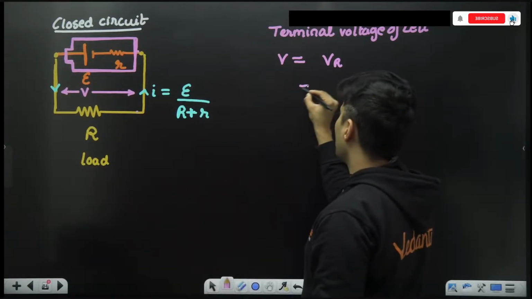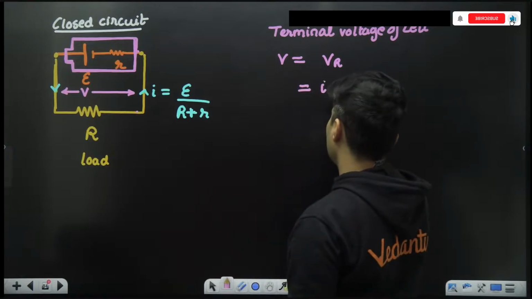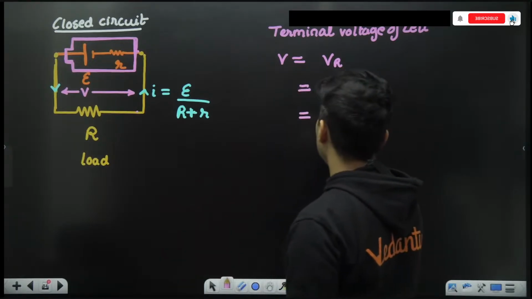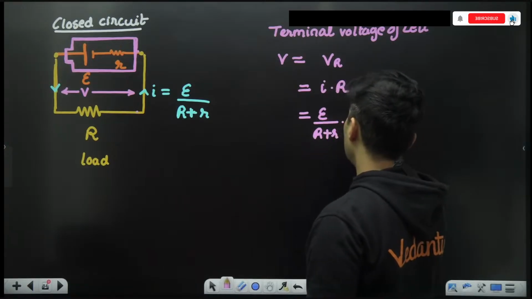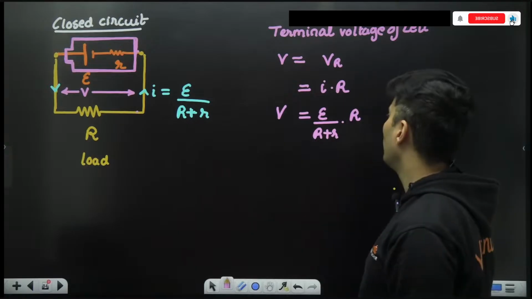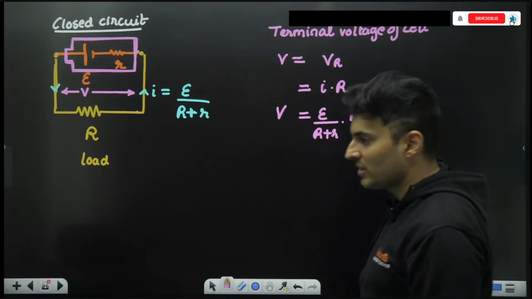So voltage across any resistor is the current multiplied by the resistance. Okay, what is the current? Current is this, so it will be E by R plus r, multiplied by R. This is one way of doing it. Correct?